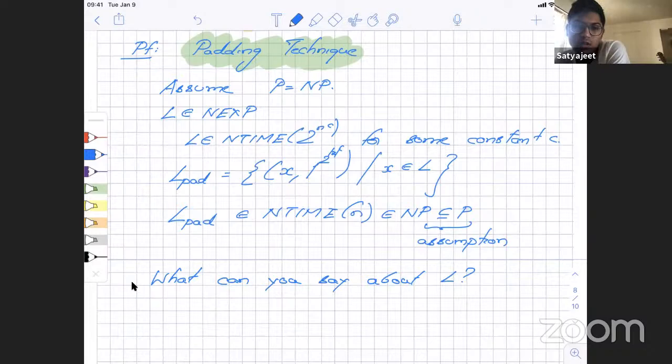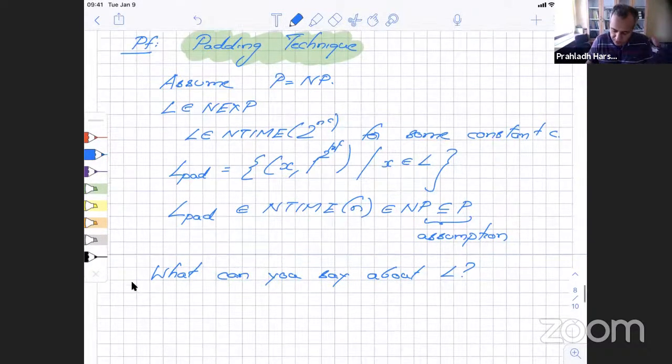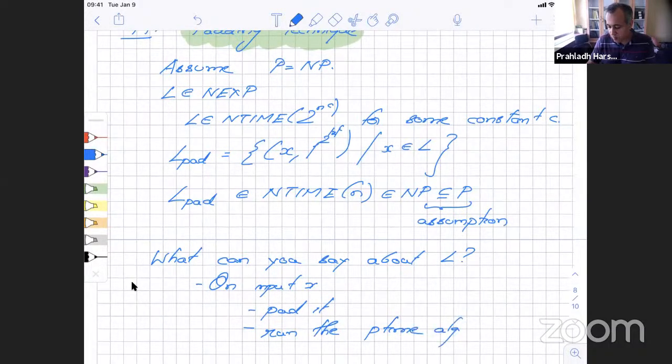Yeah, you just run it on the machine. So what you do is you take L, you just go and pad it. On input X, you pad. I'm not going to write it down, but it's fine. Take the input X from L, you pad it, then run the polynomial time algorithm. It's polynomial in the padded input length, which is exponential in the original input length, but it's a deterministic exponential time. So basically, on input X, pad it and run the P time algorithm for L_pad.